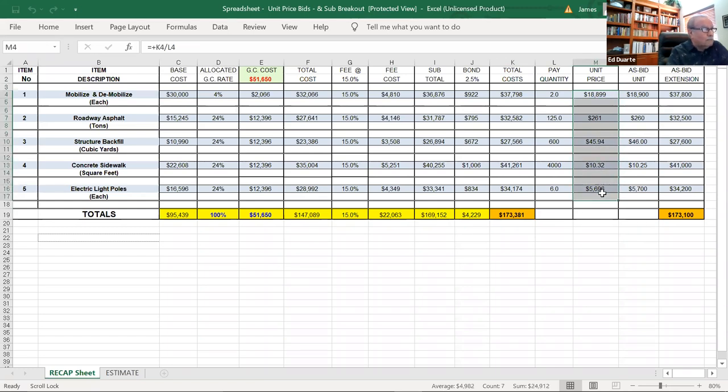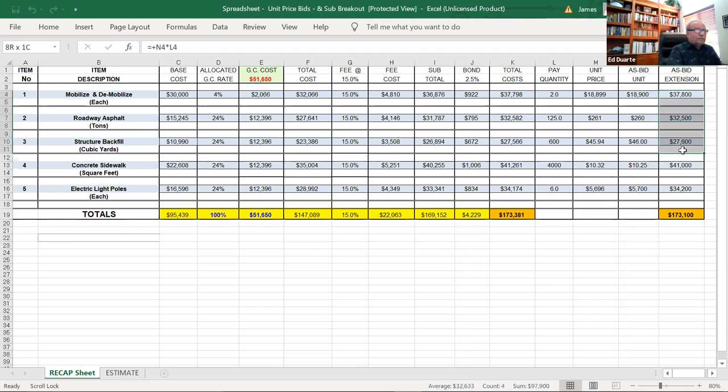It's exact. I could go with that, except these numbers over here would become a little unwieldy. So that's why we do the as bid. And literally every general contractor does this. So I wind up with 173.1, 173.381. Close enough.